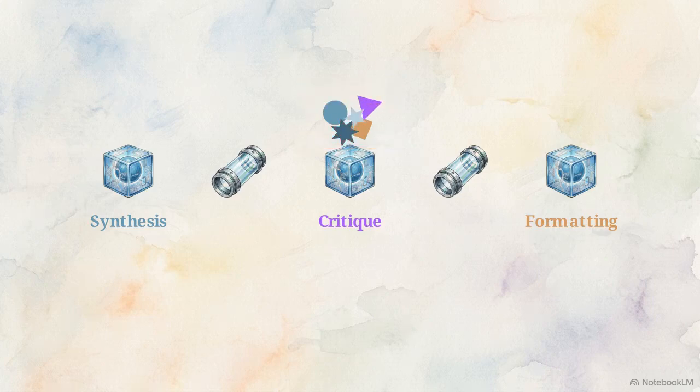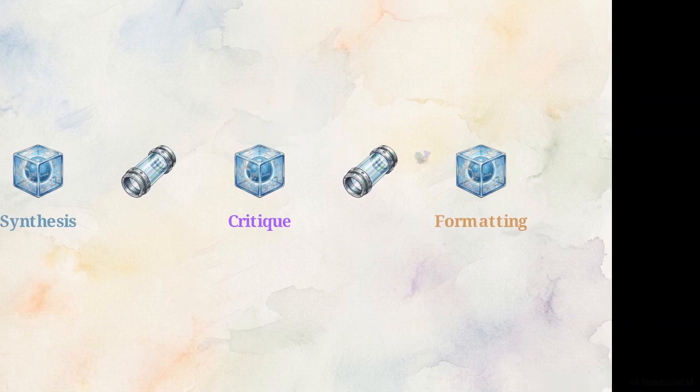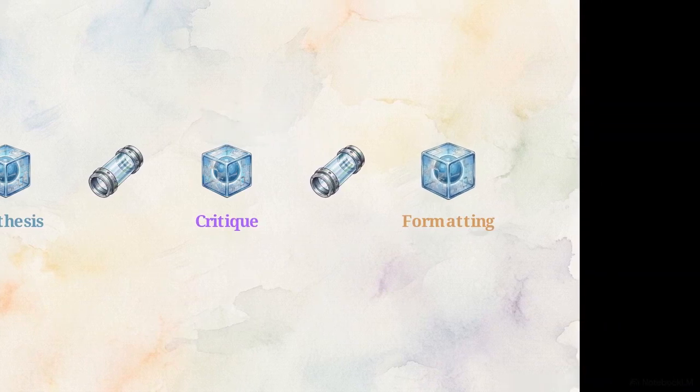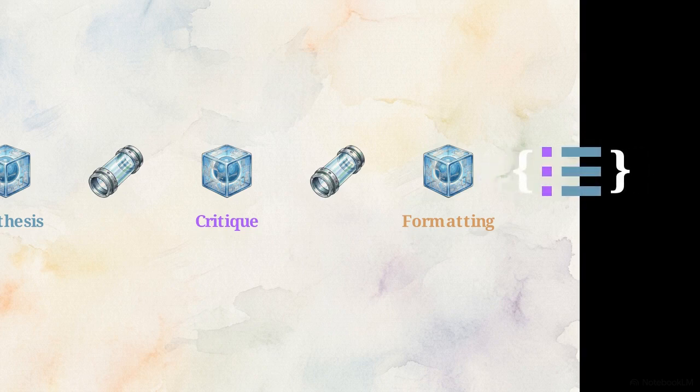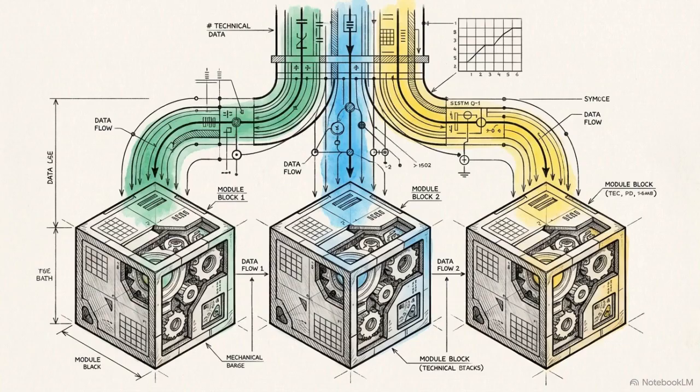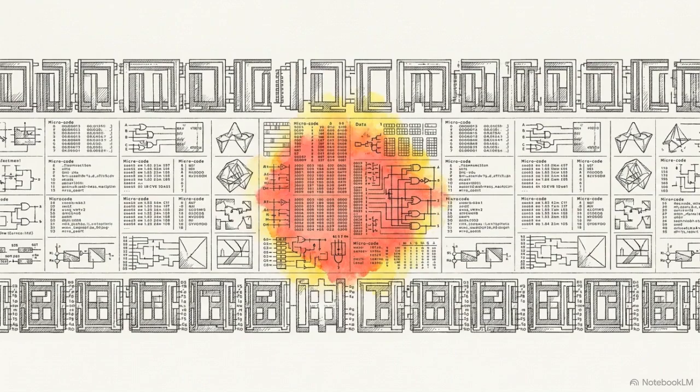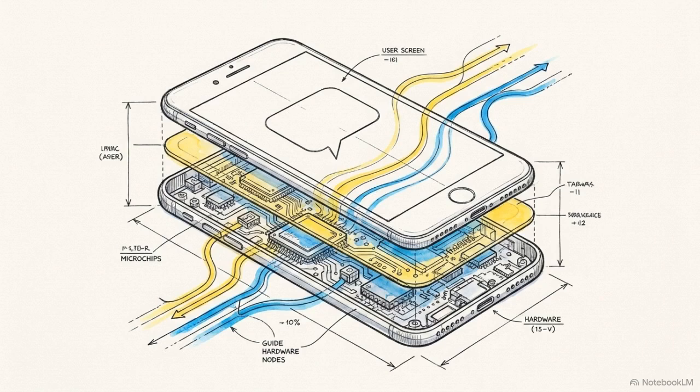That draft moves to the critique module, where internal error-checking nodes scan the logic, isolating flaws without attempting to rewrite the text. Finally, the validated data enters the formatting module, reshaping the content into a rigid JSON structure for deployment. By distributing the load, each module requires fewer tokens to process its specific task, allowing the attention mechanism to focus more precisely. These modules operate invisibly in the backend, abstracted from the user experience.